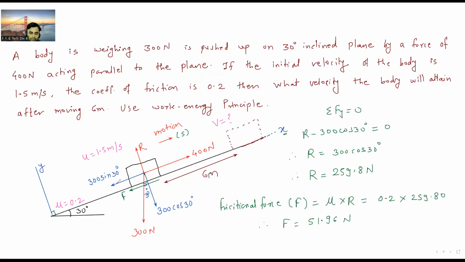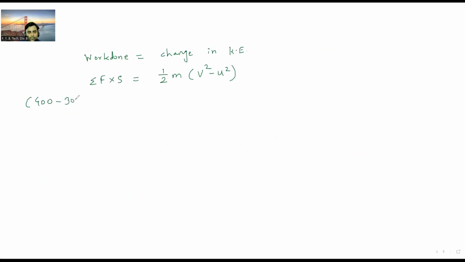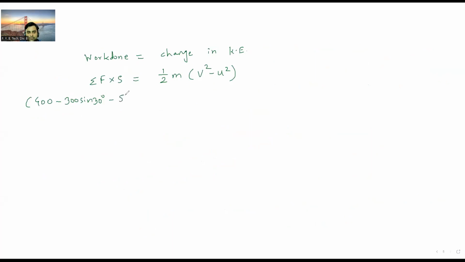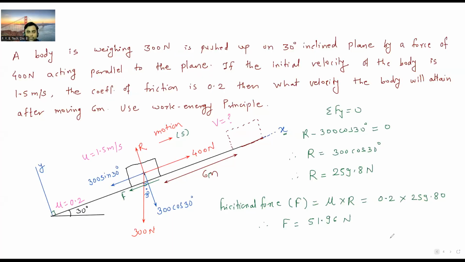Then this force 300 sin 30. This 300 sin 30 is in the opposite direction to that of displacement. Displacement is on this side and the force is on this side. So this force we should take as negative. So it is minus 300 sin 30. Then you can see this frictional force is also there. This frictional force is also in the opposite direction to that of the displacement, so we should take it as minus. The value of that is 51.96, so it is minus 51.96. Check whether all the forces are covered.